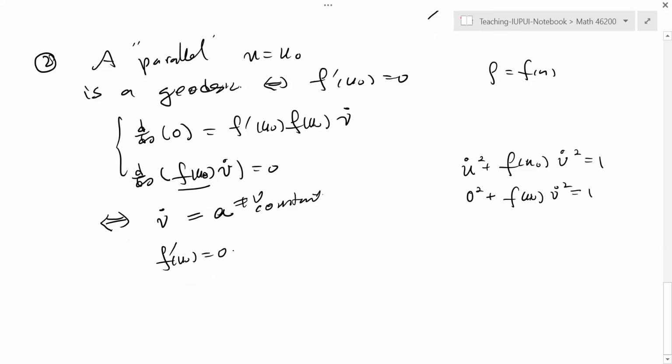All right, so you will see that gamma of s is going to be... v dot is some constant.